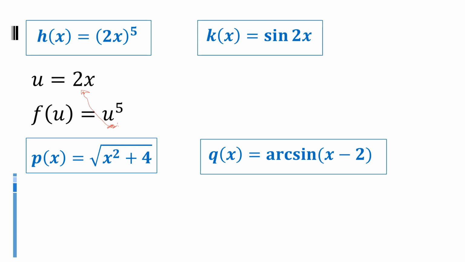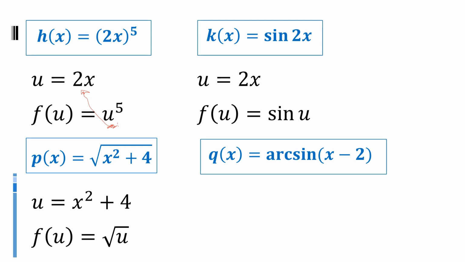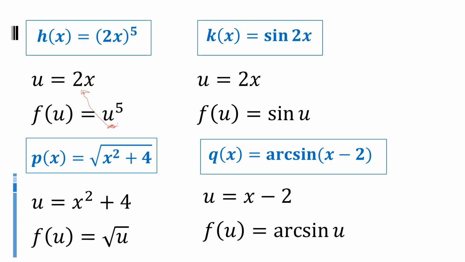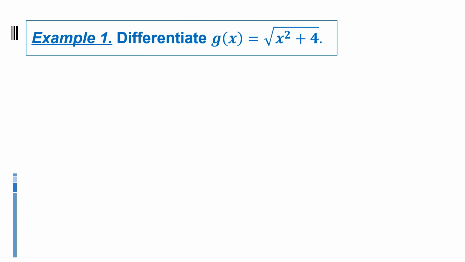For the second example, k of x equals sine 2x. Our u is 2x and our f of u is equal to sine u. For the third example, p of x equals the square root of x squared plus 4. Our u is x squared plus 4, and our f of u is equal to the square root of u. And finally, q of x equals arcsine of x minus 2. Our u is x minus 2, and our f of u is arcsine of u. Let's proceed now to differentiating using the chain rule.